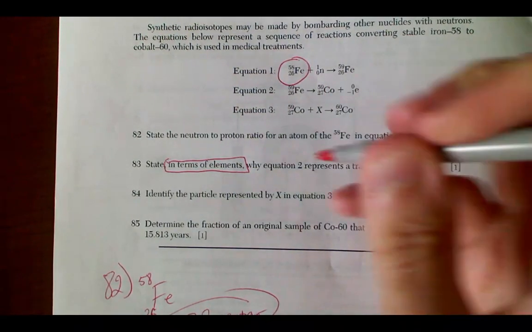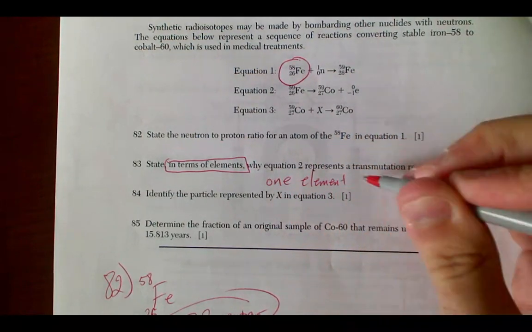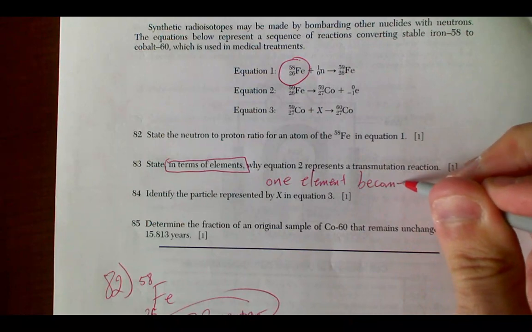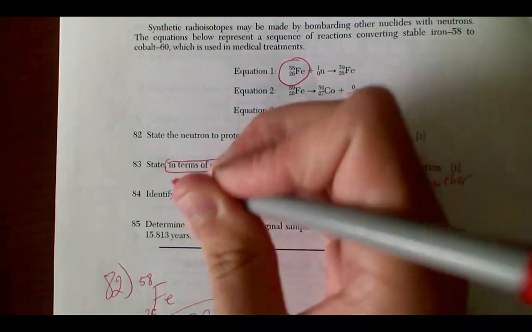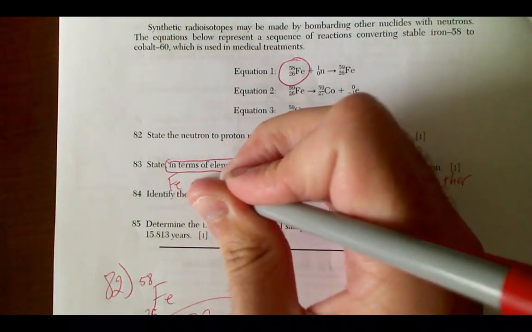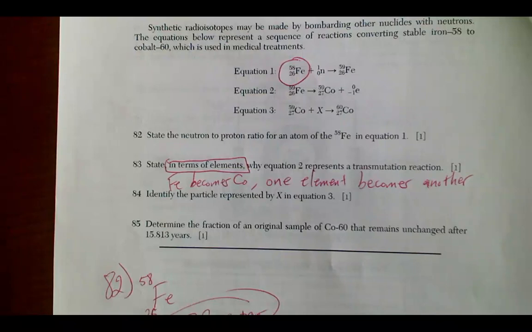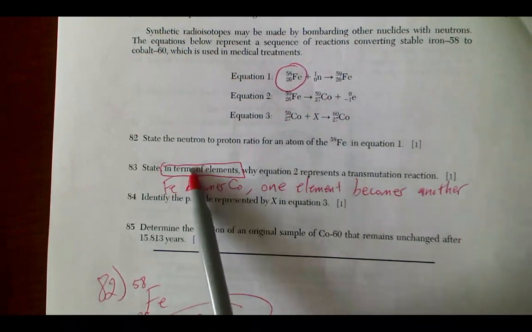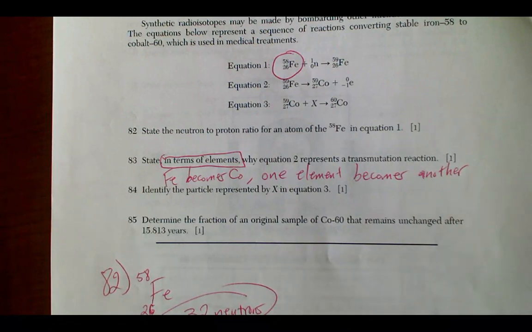I'm going to write that. One element becomes another. You could also write Fe becomes Co. That would work too, but one element is turning into another. In terms of those elements, one thing is turning into something else. It's not just iron matched up with somebody else, it's actually turning into a completely different thing.